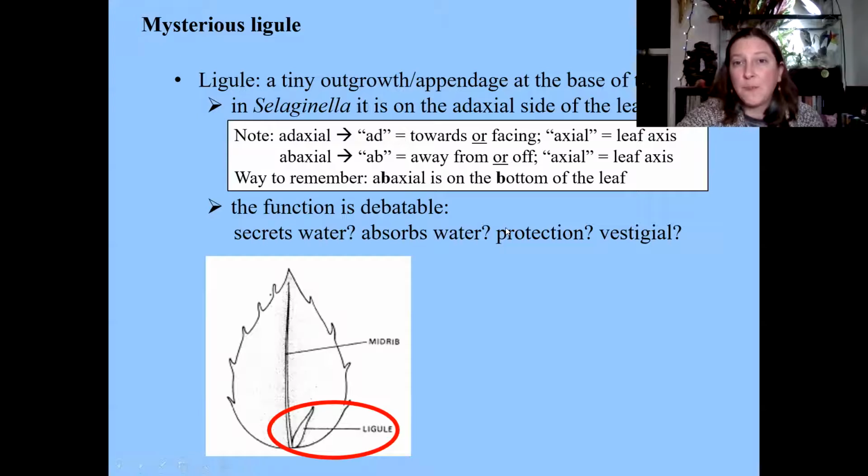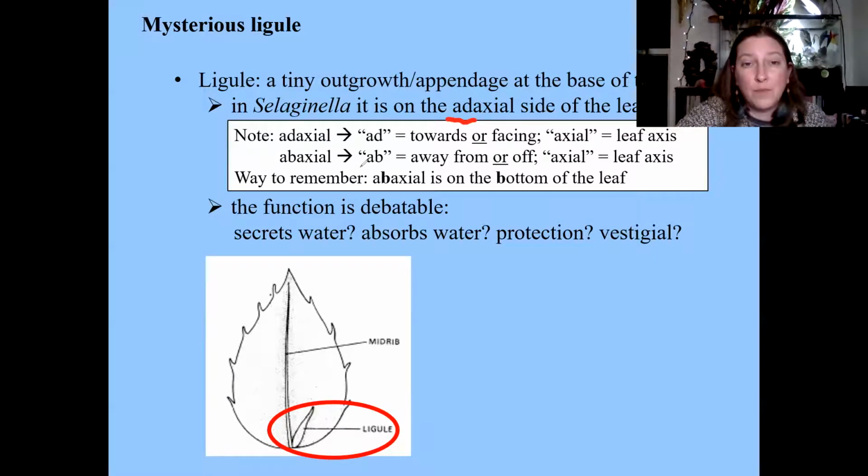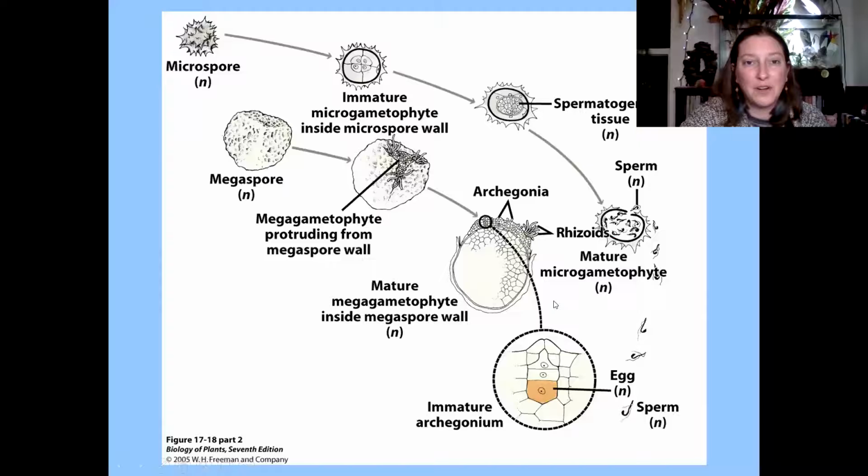This is just more prefixes so that when you see these later, adaxial means on the top side of the leaf. The way I remember top or bottom of leaf, and this will come into play later, but since it's here, ab means away from or off. But the way I remember it is abaxial is the bottom of the leaf, the B for bottom. I don't really care about this right now. We'll learn about it more later. Okay.